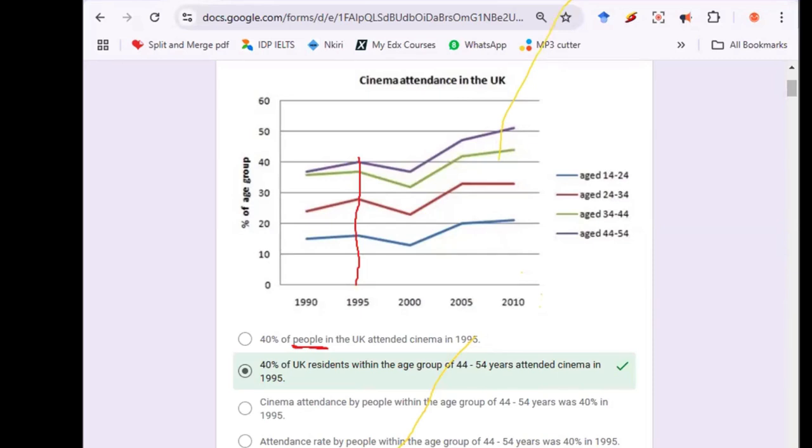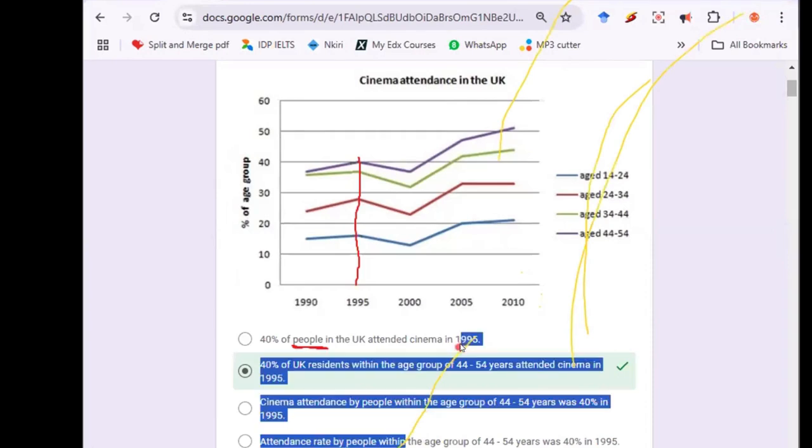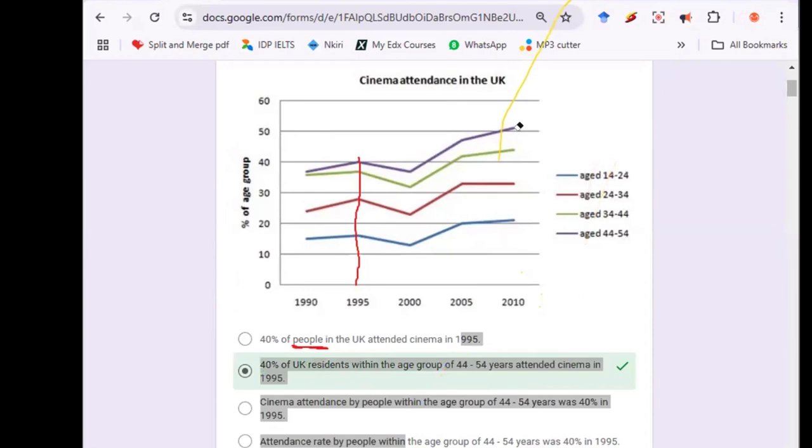40 people in the UK. No, it's not 40 people. It's 40%. It's not 40 people. So you can't say 40 people. The answer cannot be 40 people. It is 40%. So the correct answer is going to be number 2.